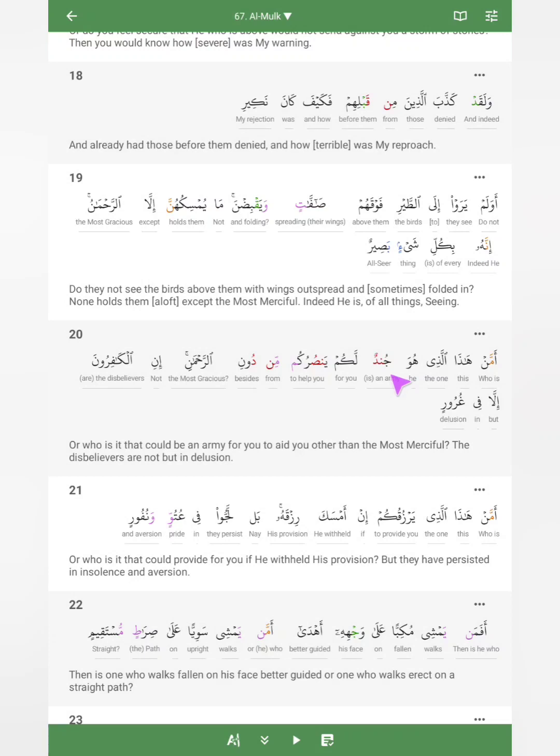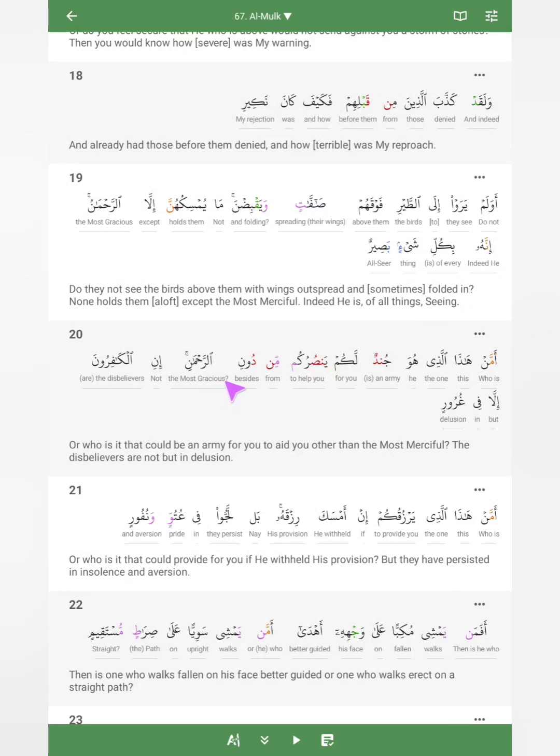Amman hadhal-ladhi huwa jundun lakum yansurukum min dunir-Rahman. Amman hadhal-ladhi, who is the one who has an army, who can help you, jundun lakum, an army for you, yansurukum, that can help you, min duni ar-Rahman, against ar-Rahman, or besides ar-Rahman.